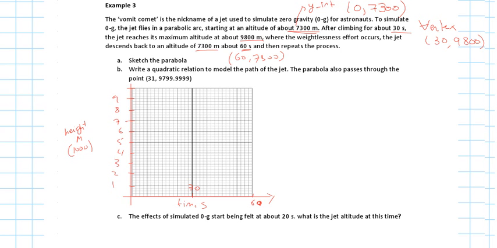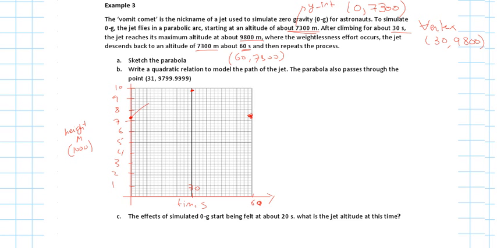Now what this is telling me is that it started at 7,300 and 0. At 30 seconds it reached 9,800. And then again at 60 it reached 7,300. Again, you could have picked a different scale, it doesn't matter.